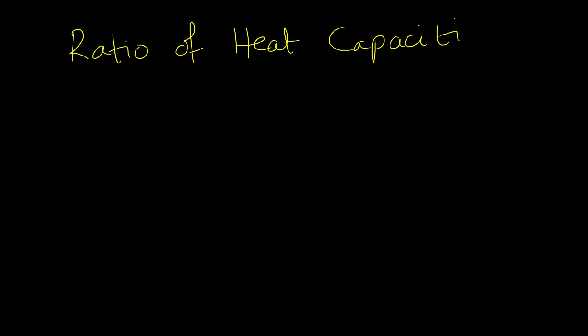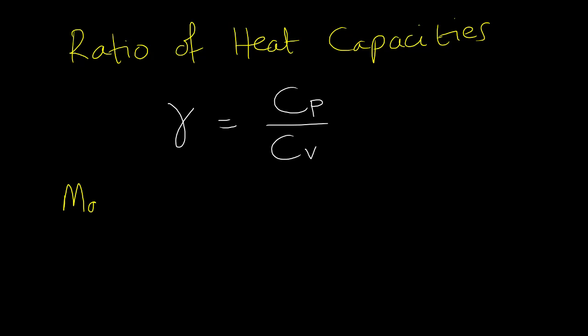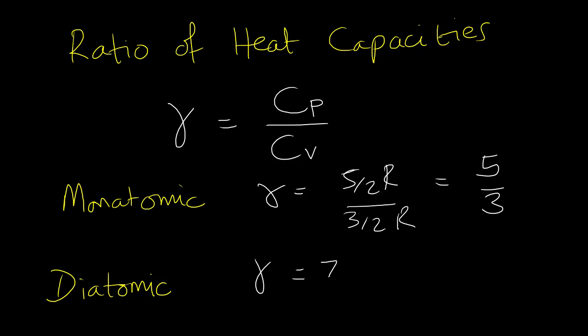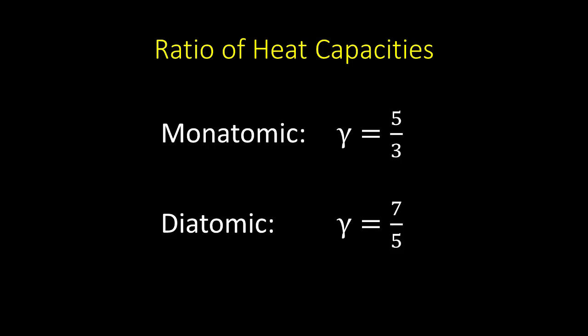To conclude, a useful property of an ideal gas is the ratio gamma equals Cp divided by CV. For a monatomic ideal gas, it is gamma equals 5/2 R divided by 3/2 R, which is equal to 5/3. And for a diatomic ideal gas, it is gamma equals 7/2 R divided by 5/2 R, which is equal to 7 divided by 5. So the ratio of heat capacities are, for a monatomic ideal gas, gamma equals 5/3, and for a diatomic ideal gas, gamma equals 7/5.